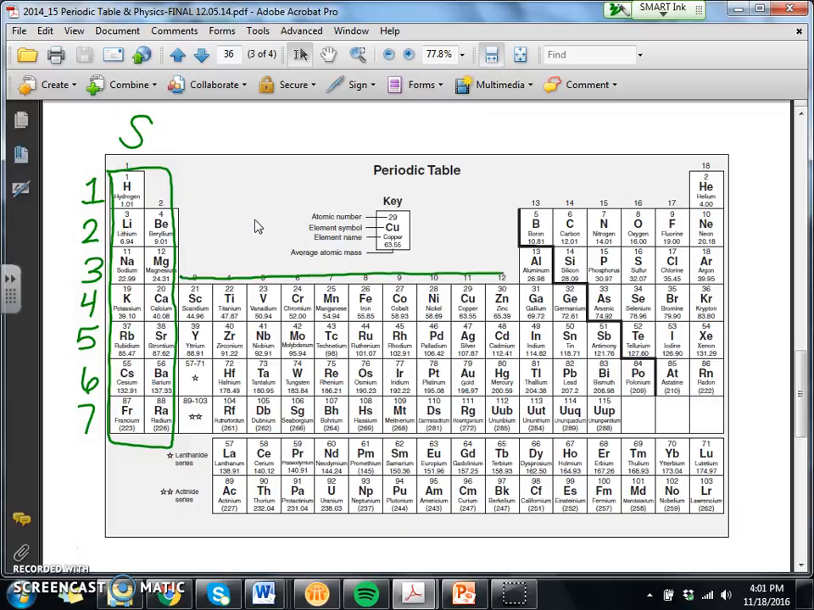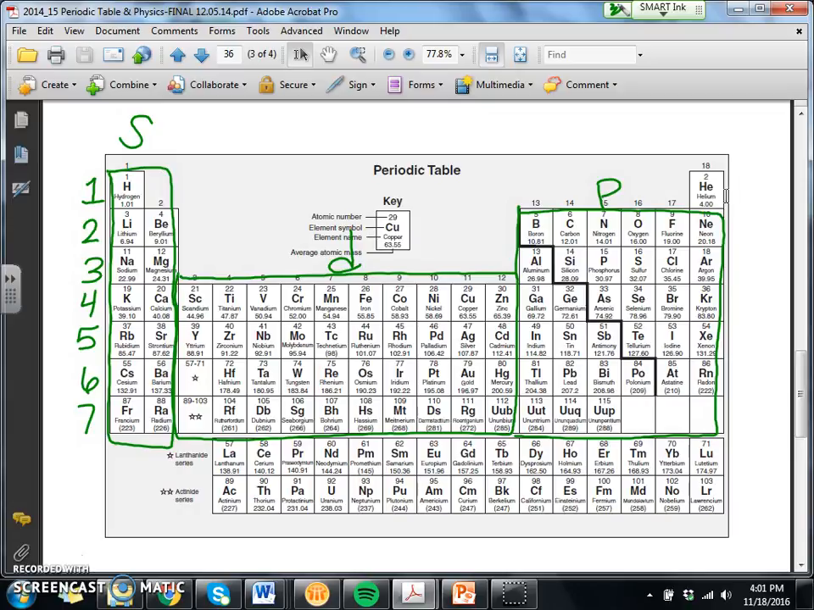This center part, 3 through 12, is the D sublevel. We know that the D sublevel has 5 orbitals for a total of 10 electrons. And we can count it and say 1, 2, 3, 4, 5, 6, 7, 8, 9, 10. 10 electrons, 10 boxes. Column 13 through 18 represents the P sublevel. We know that the P sublevel has 3 orbitals, 2 each, for a total of 6 electrons, and there's 1, 2, 3, 4, 5, 6 boxes, because every time I go across, I'm adding an electron.